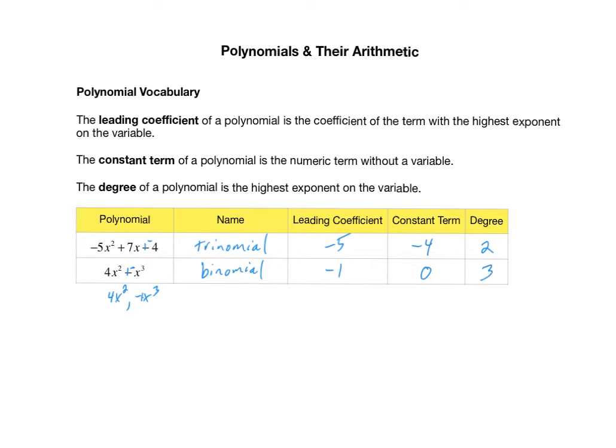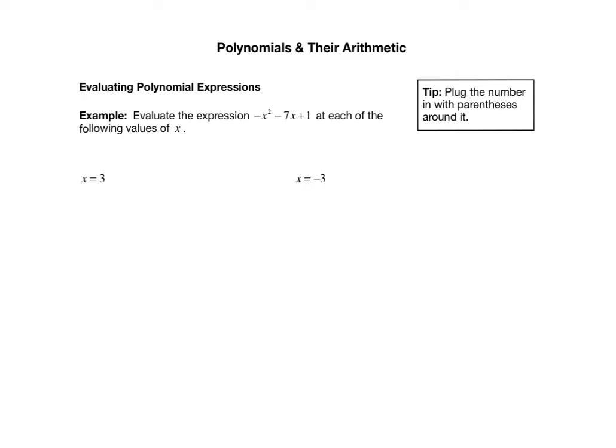Now that we've looked at a bunch of terminology associated with polynomials, we'll take a look at evaluating polynomial expressions at particular numbers. So what we want to do here is evaluate the expression the opposite of x squared minus 7x plus 1 at each of the following values of x, at x equals 3 and also at x equals negative 3. It's worth pausing the video here and actually doing these computations.